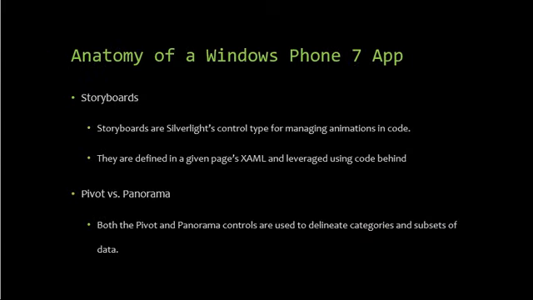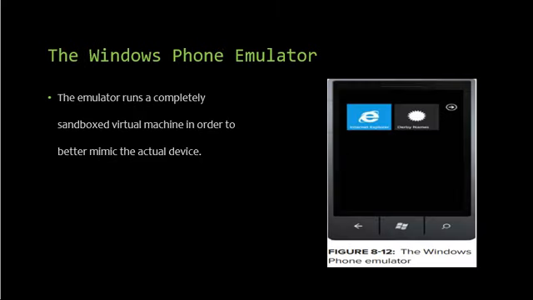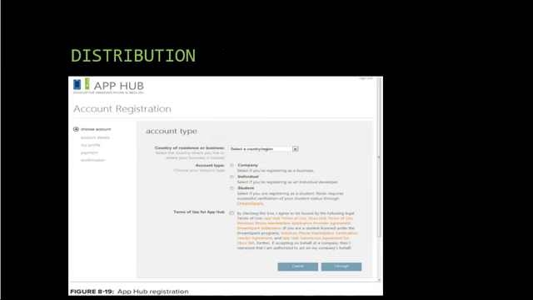They can ask you to write a short note on the anatomy of a Windows 7 app. In that case, you have to tell about storyboard, pivot versus panorama, and the emulator. Okay, so that is all about the anatomy of a Windows 7 application. Next, we'll come to distribution.